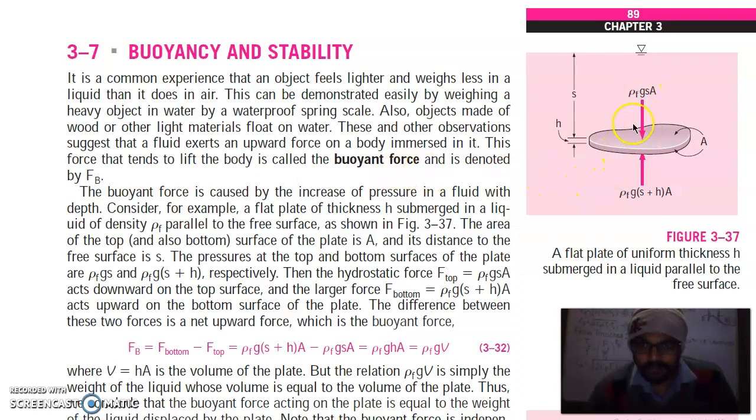You can see here, this is the S. The object is submerged below the surface by S distance. The thickness of the object is H and the area on both sides is A.